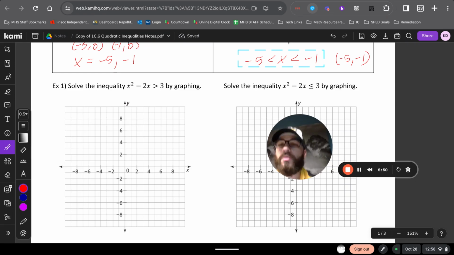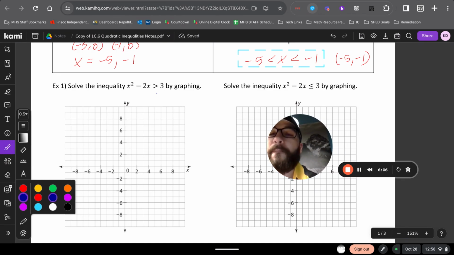So example 1, we want to solve the inequality x squared minus 2x is greater than 3 by graphing. So right now, if you notice, difference from what we just did, we don't have one side that is equal to 0. So I'm going to move that 3 first. So let's subtract 3 from both sides. So it's going to give me the new quadratic inequality x squared minus 2x minus 3 is greater than 0.